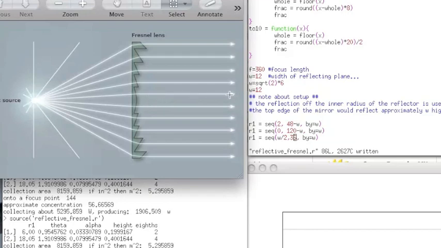Now the advantage of a Fresnel lens over, say, a parabolic concentrator is that a Fresnel lens would be in some ways simply easier to construct. You could simply take a number of smaller mirrors and line it up in a Fresnel array and get a concentrator.